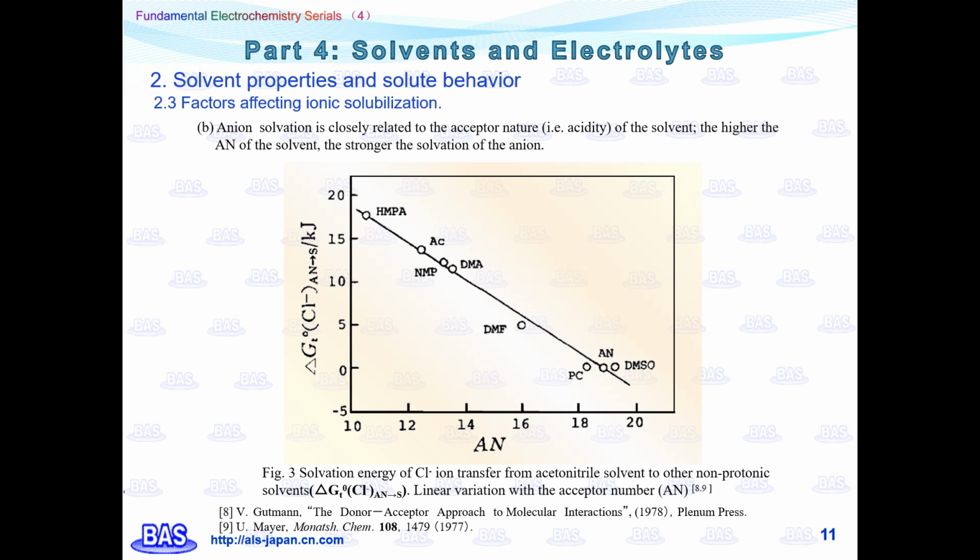Anion solvation is closely related to the acceptor nature of the solvent. The higher the acceptor number of the solvent, the stronger the solvation of the anion. For example, Figure 3 shows the linear variation of the solvation energy of chloride ions with the acceptor number in a non-protonic solvent. Usually, small anions such as fluoride, chloride, and hydroxide ions, as well as acetate, with negative charges concentrated on small oxygen atoms, have strong hydrogen bond acceptability, so they have strong solvation in water or alcohol.